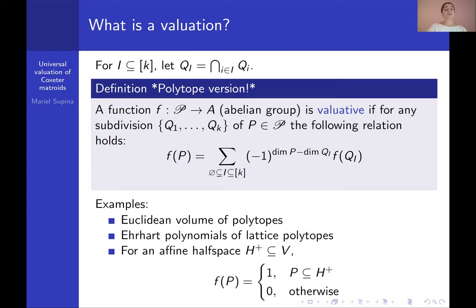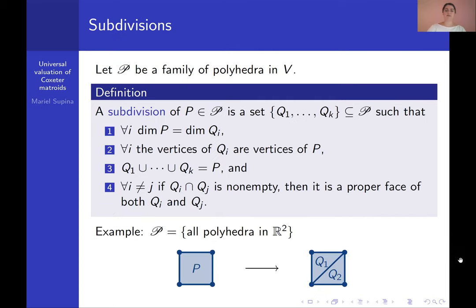Some examples of this include Euclidean volume of polytopes, Ehrhart polynomials of lattice polytopes, if you know about those. And there's another one here that I wrote, which is that if you have any affine half space living in V, then you can define a valuation into the integers by f of P is going to be 1 if P is contained in that closed half space and 0 otherwise. So let me just go back to the previous slide and look at an example.